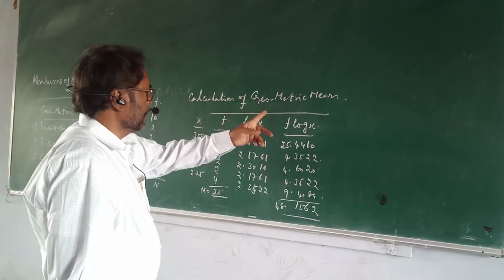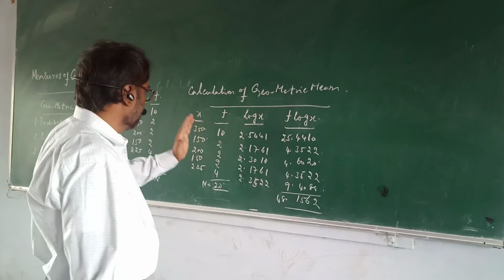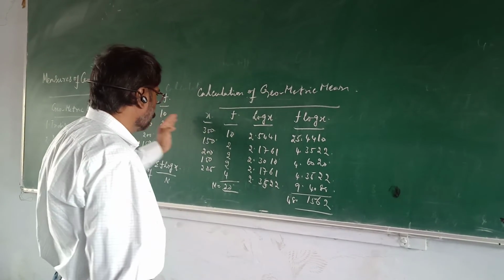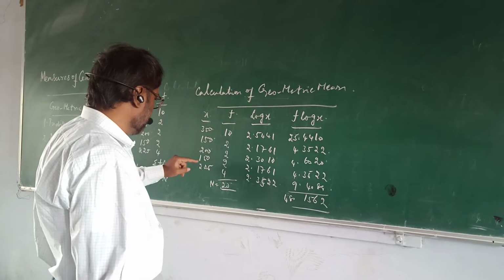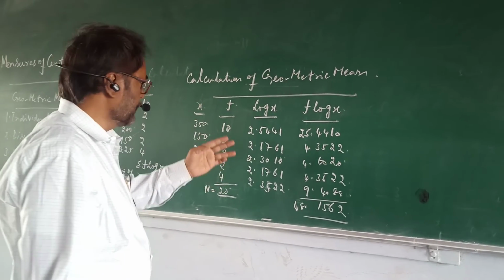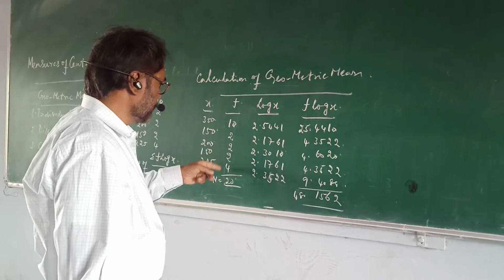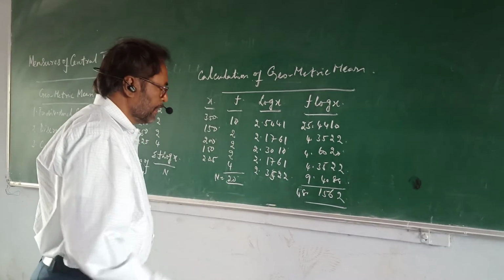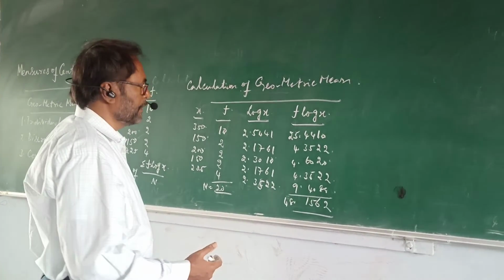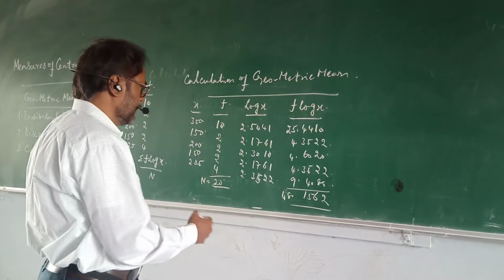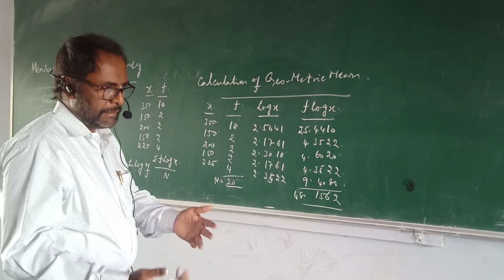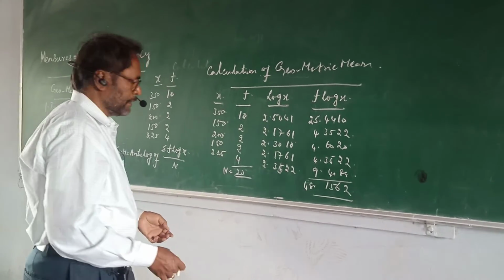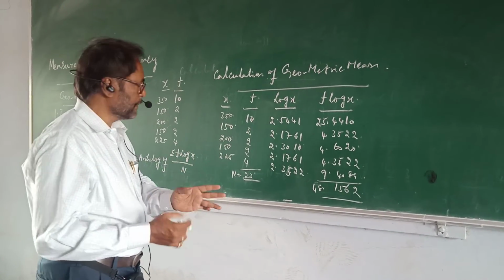First you have to write calculation of geometric mean. As it is, you have to write the x values 350, 150, 200, 150 and 225. Then frequencies are 10, 2, 2, 2, 4. Then the next step to find geometric mean under discrete series is log x. I have already explained to you how we are going to find logarithms.